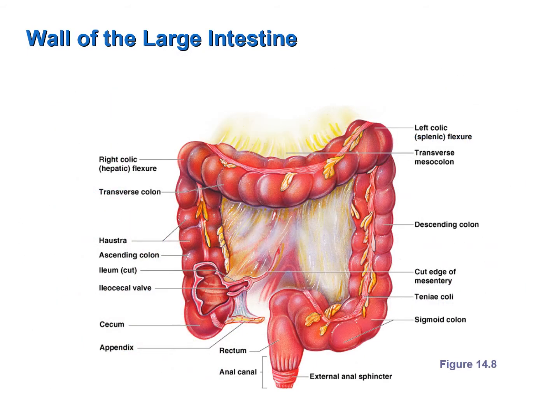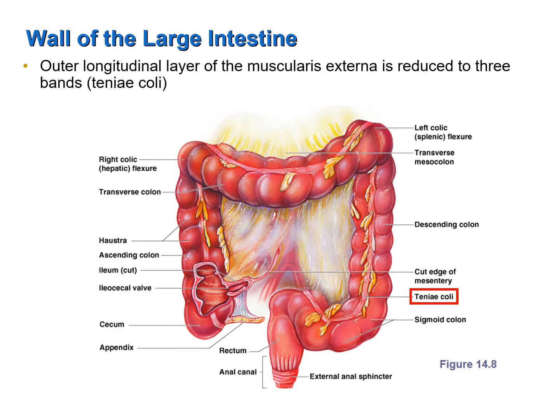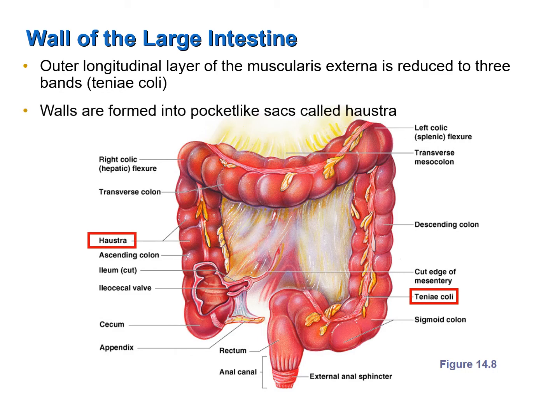If we examine the muscularis externa of the large intestine, we find that the outer longitudinal layer of the muscularis externa is reduced to 3 parallel bands called taenia coli. These taenia coli contract and shorten the colon, causing it to pucker laterally into broad, shallow sacs called haustra, which give the large intestine its characteristic knobby appearance.